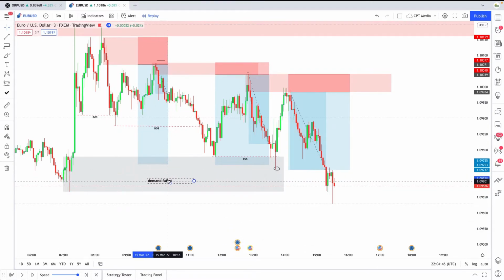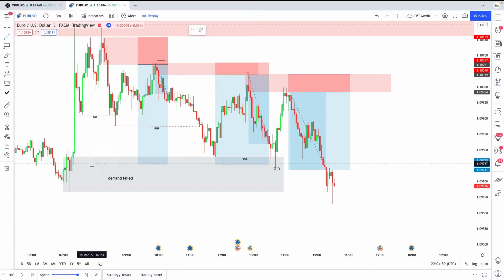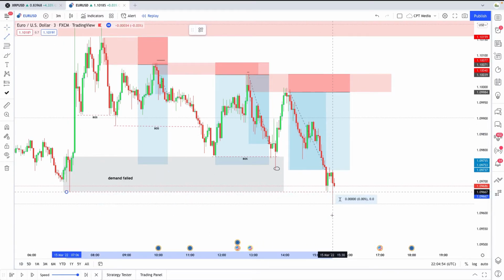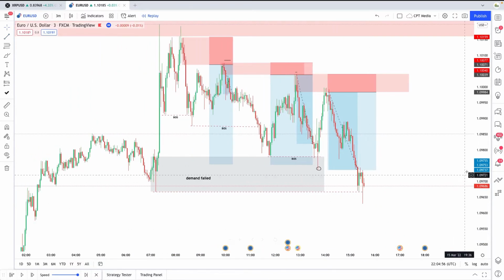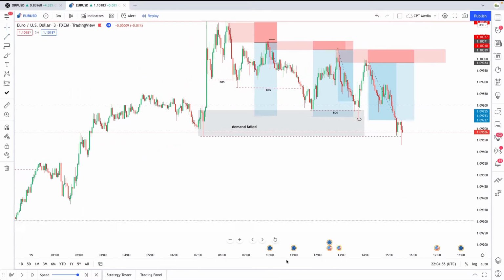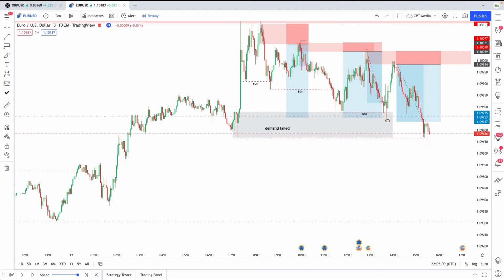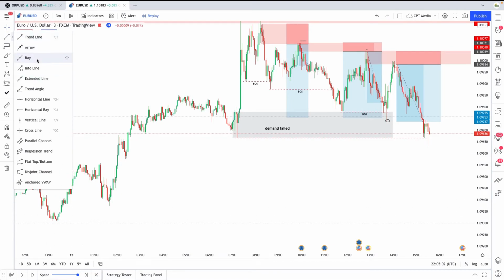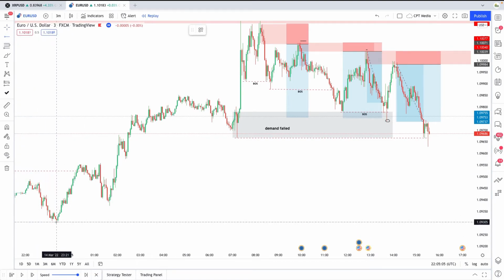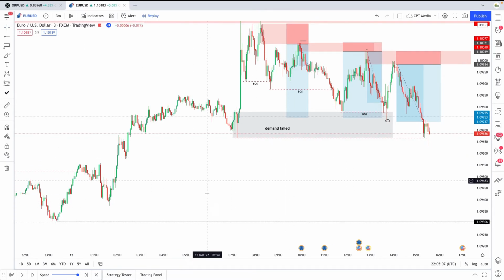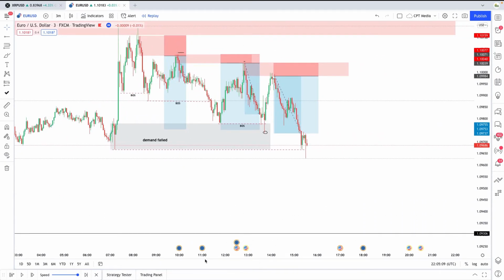So now we know demand has failed. We've taken our most important structure point, which is here, right? We have a clear-cut breaker structure here, which is a very good indication that price is ready to take the intraday lows. So my initial target would be the lows of this level, those are the pre-Asia lows, which we will effectively be targeting.